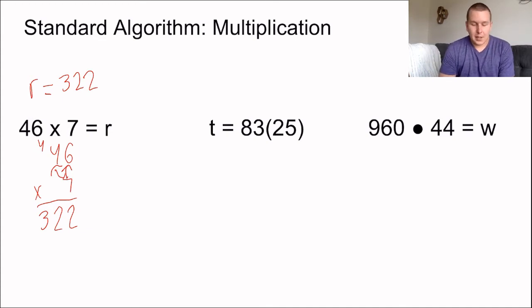T equals 83 in parentheses 25. Remember, if a number is right next to a parentheses, that means we're going to multiply. So both of these numbers have the same amount of digits, so it doesn't really matter which one goes on top, but I like to put the number that has the higher value on the top. So we've got 83 times 25.